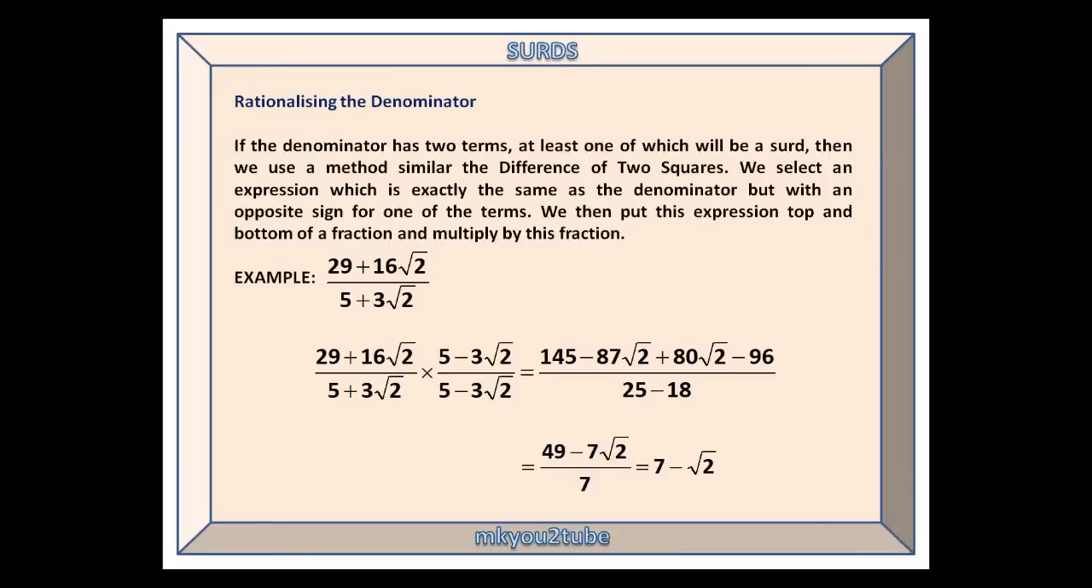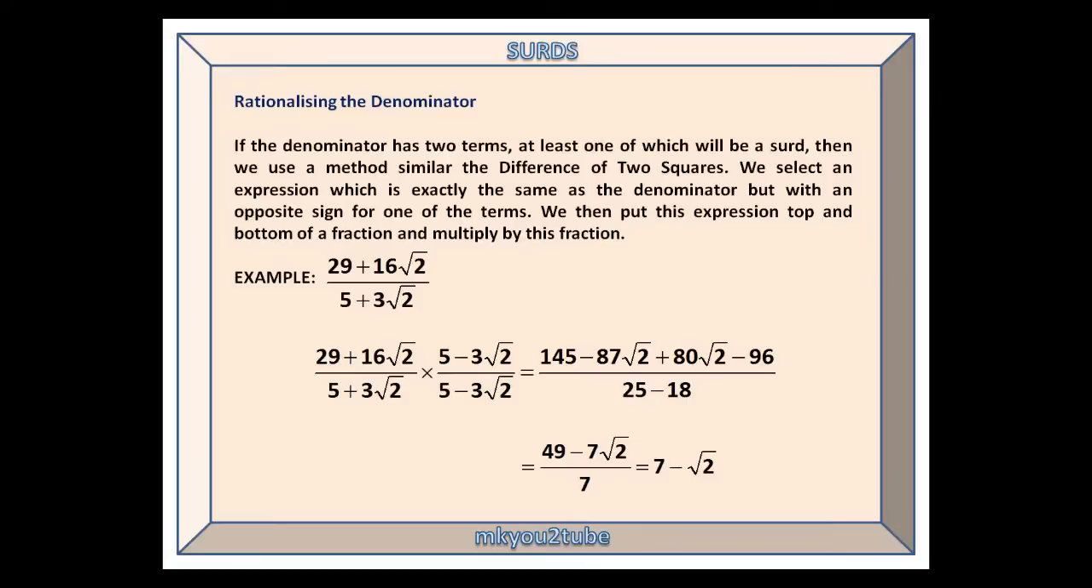Example. We have to rationalise the denominator of (29 plus 16 root 2) over (5 plus 3 root 2). We multiply by (5 minus 3 root 2) top and bottom. 3 root 2 times 3 root 2 is the same as 3 times 3 times 2, which is 18. So the denominator of our answer is 25 minus 18, which is 7.